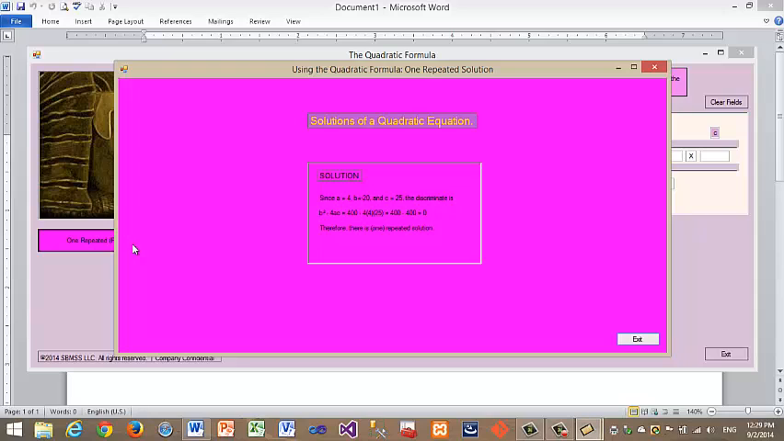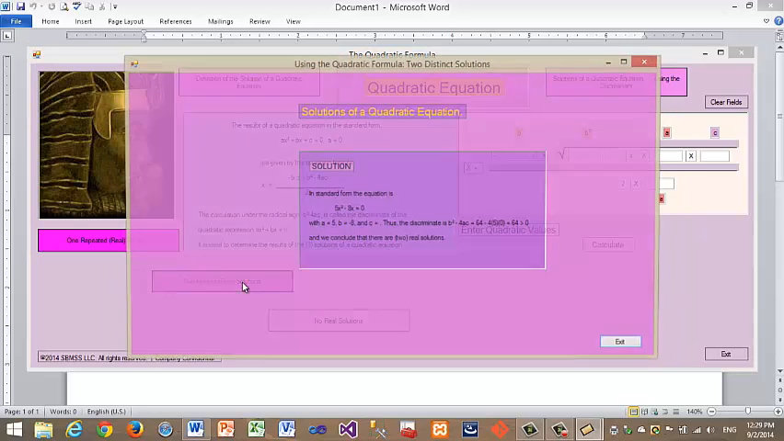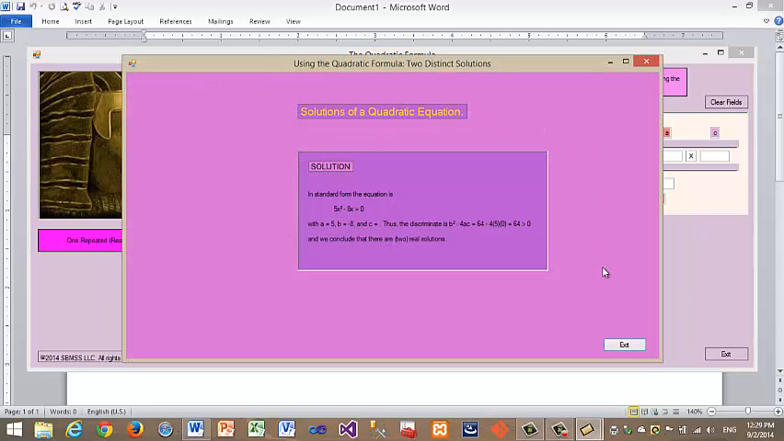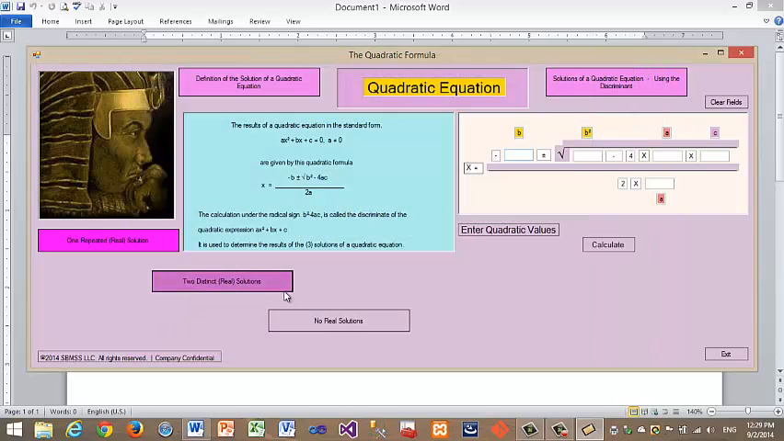The example of what we just talked about is broken down into one repeated solution, with the definition of what that is, two distinct real solutions, and no real solutions.